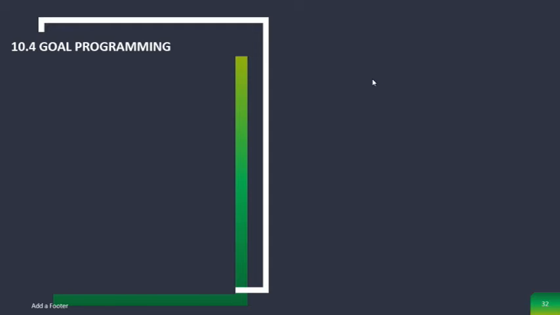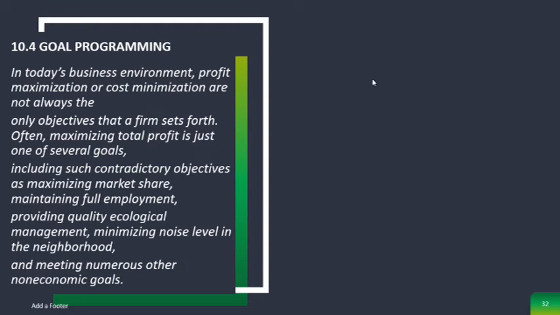Next is the goal programming. In today's business environment, profit maximization or cost minimization are not always the only objectives that a firm sets forth. Often, maximizing total profit is just one of several goals, including such contradictory objectives as maximizing market share, maintaining full employment, providing quality ecological management, minimizing noise level in the neighborhood, and meeting numerous other non-economic goals.